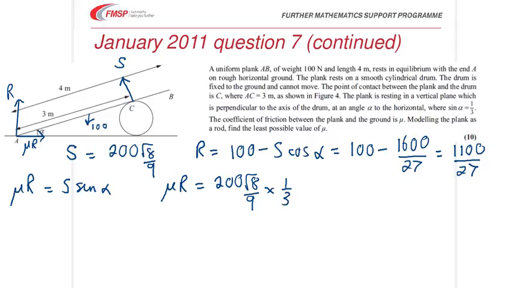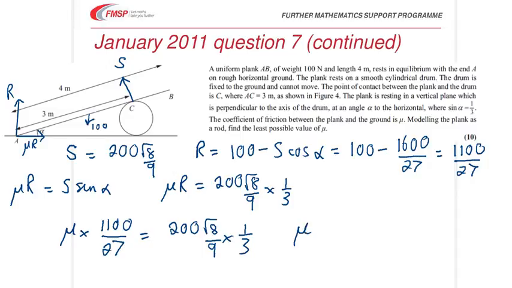Okay, so putting these two things together then, mu times 1100 over 27, which was what we found R to be, is equal to 200 root 8 over 9 times a third. Now if you unscramble all of that and use your calculator carefully, you get mu equal to 2 root 8 over 11, or if you'd rather as a decimal, 0.514. And that's the answer.